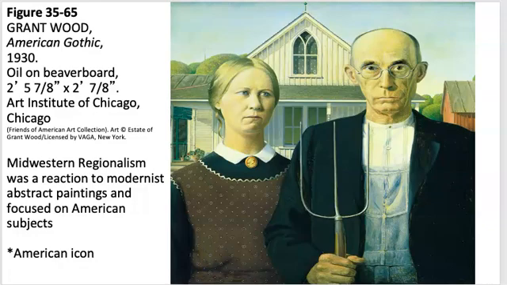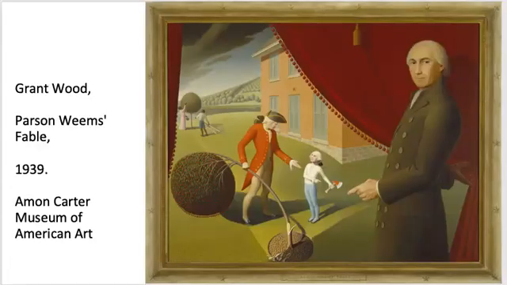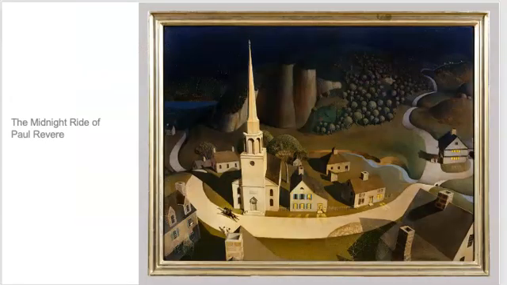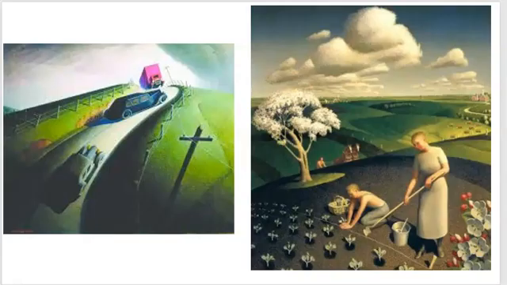Where the ideology goes back to a rural or primitive experience. Here's some more Grant Wood. He's really known for these rolling landscapes that are really ideal or stylized. This is Midnight Ride of Paul Revere. I love how he has these aerial views of these landscapes.